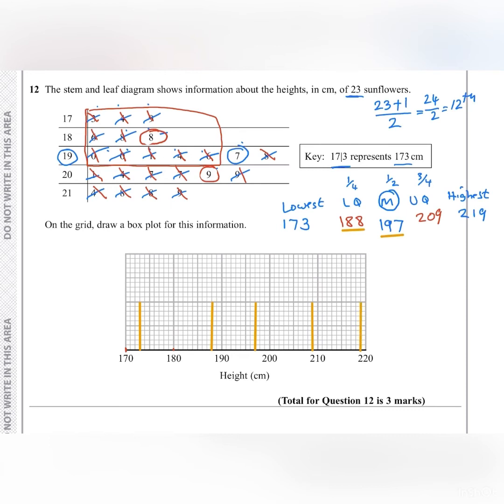So now we just need to close that box off. We can have a box around the lower quartile, median and upper quartile, and then the lines joining from the lowest value to the lower quartile, and the upper quartile to the highest value. So this is the lowest value, this is the lower quartile, this was the median, the upper quartile, and that was the highest value. Okay, so that is the box plot.